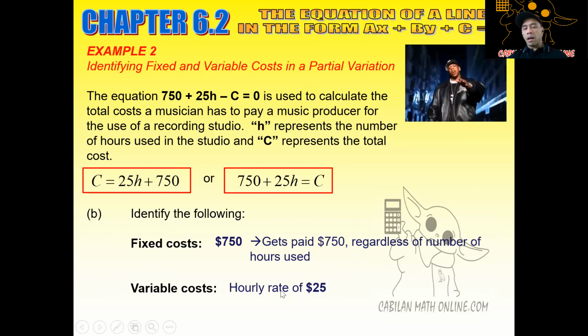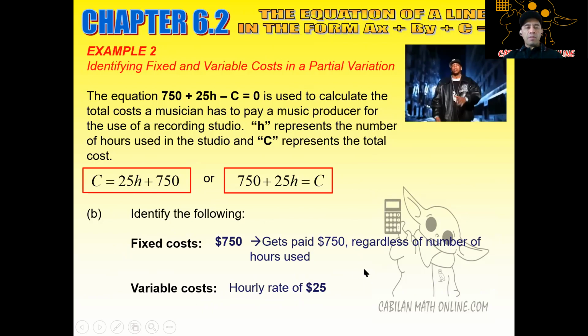Again, that's why I put down there for the variable cost, the hourly rate is $25, or $25 per hour. So that's just making sense of what the equation is really trying to tell us. All right, last but not least over here.